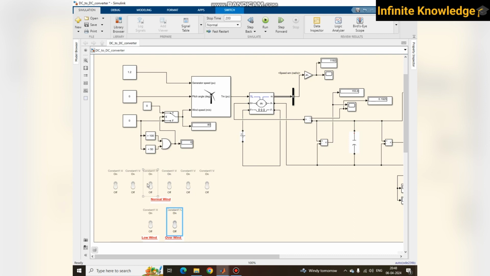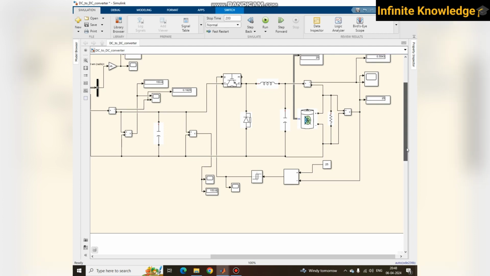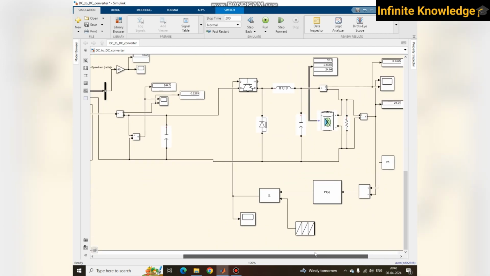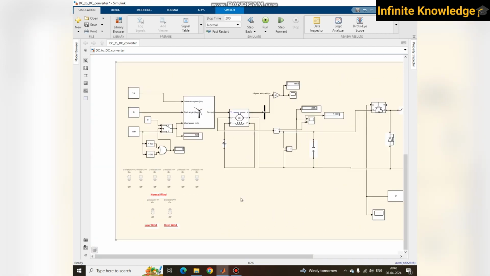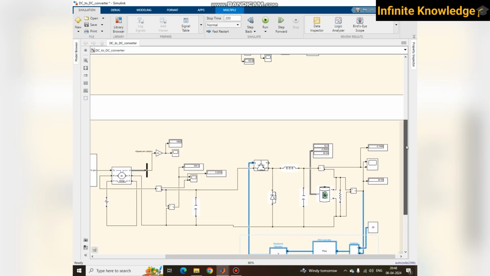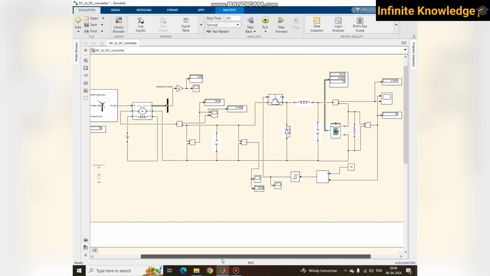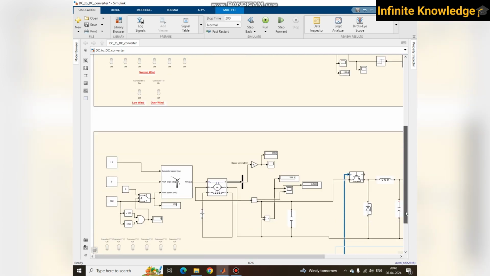So here I have created different normal wind speed conditions, and according to all the wind speed conditions we are checking the output voltage, and whether our output voltage maintains 25 volts constant or not. Both models are the same, just this PID part, this controlling part is changed, whereas everything else is as clear as crystal.